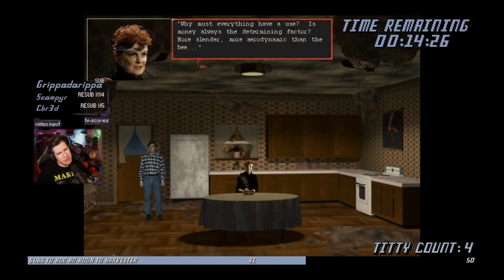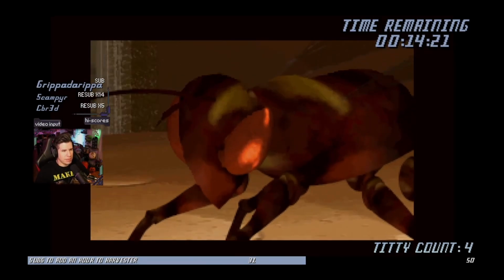More slender, more aerodynamic than the bee. The wasp is a joy to behold.